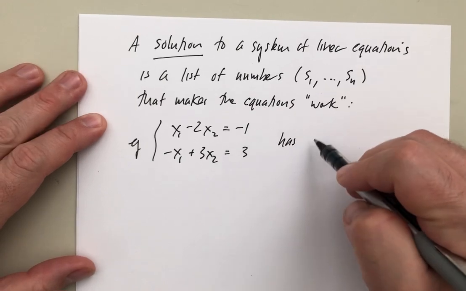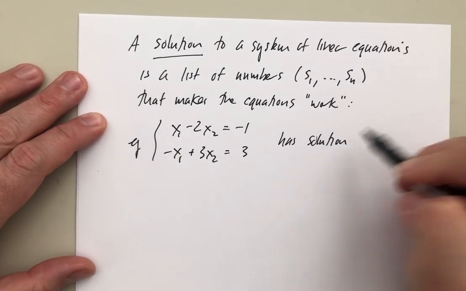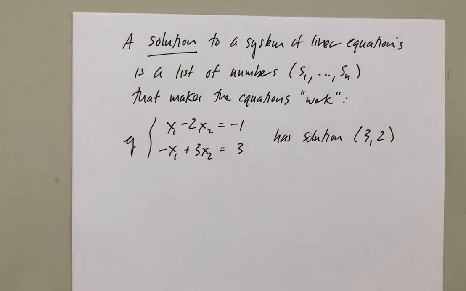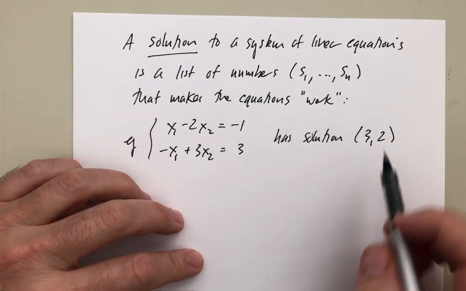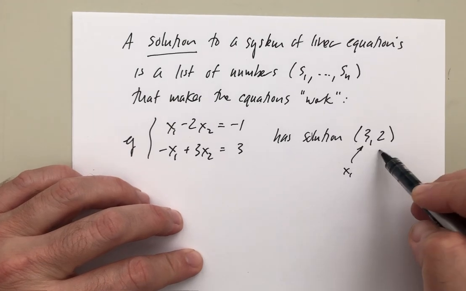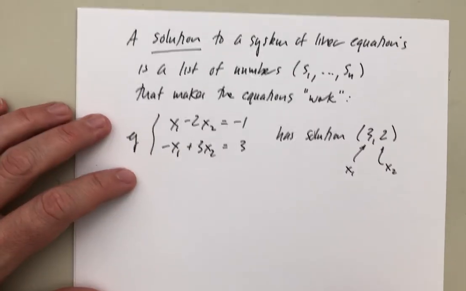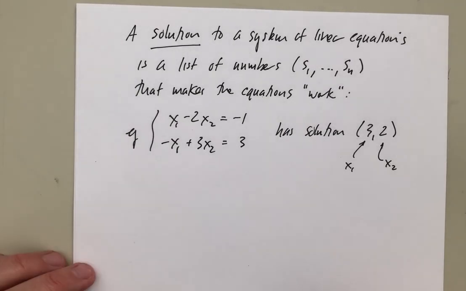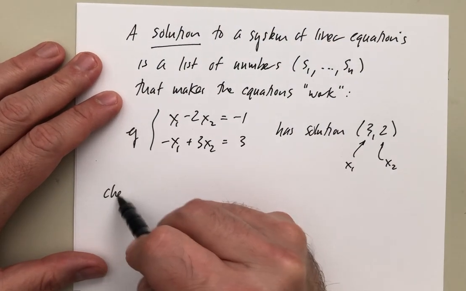I claim this has a solution, I'm telling you this has a solution, let's say (3, 2). When I write the solution, it's a list of numbers. The first one will be x1, the second one will be x2, etc. And how do you check if something is actually a solution? You plug in.